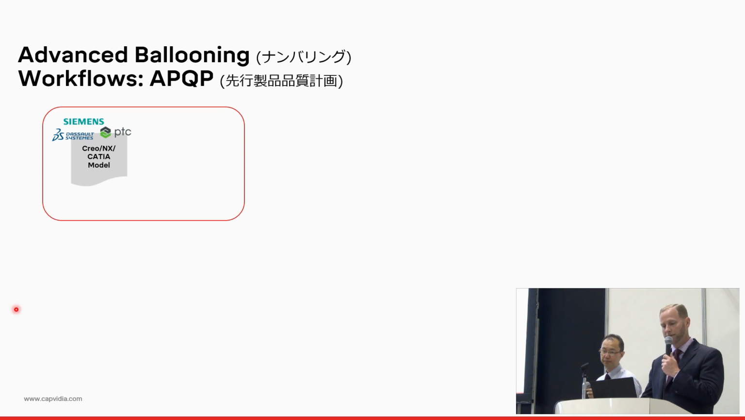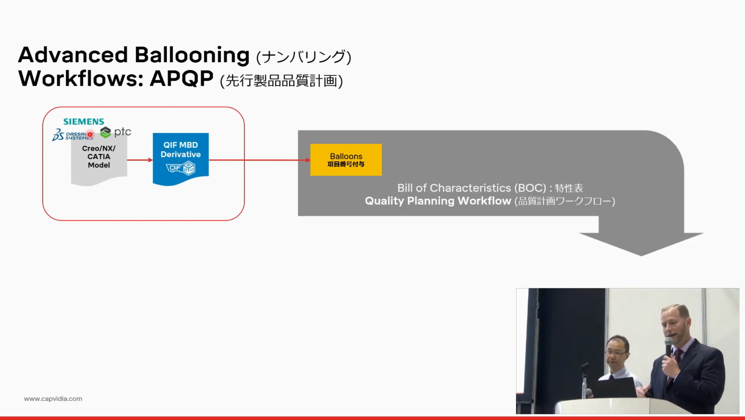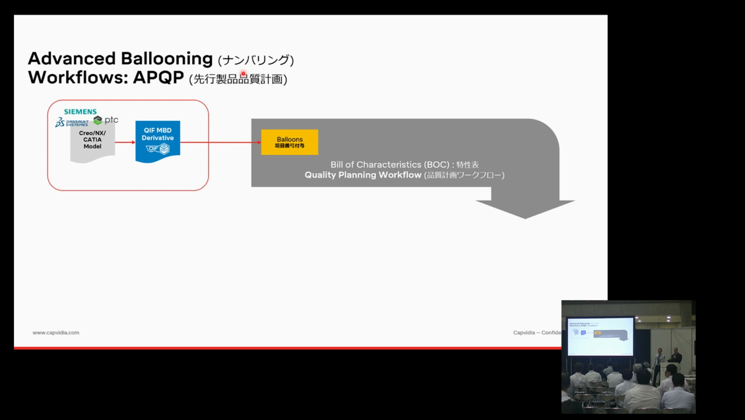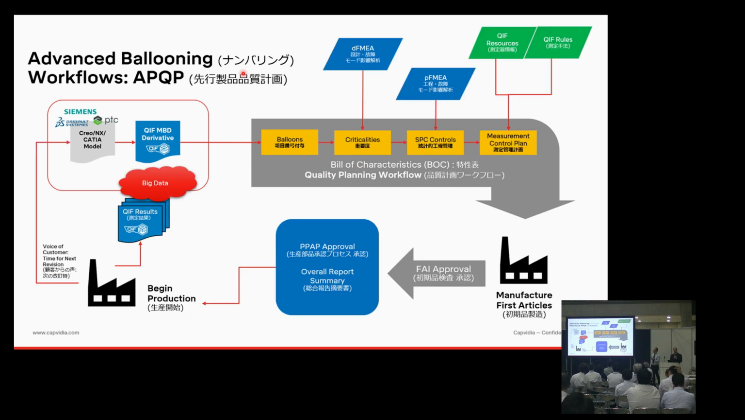So again, we will start off with our native model, our native Creo, our native Siemens, our native CATIA model, and we'll generate that QIF MBD derivative model. From there, we can create the balloons on the model and build the bill of characteristics, just like we saw in the previous video. Now from here, you can begin to do more advanced quality planning that helps you to build a robust quality workflow, but you can do it in a digital way to ensure that there is consistency and uniformity in the process. So what does this mean?